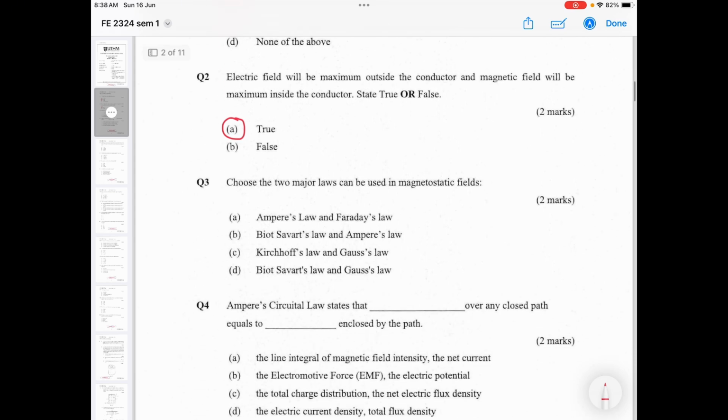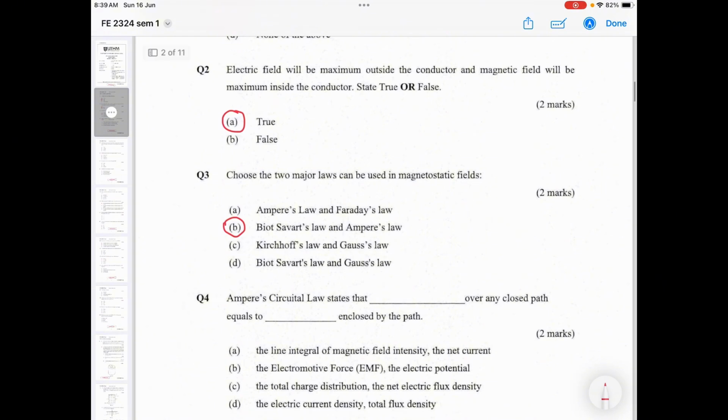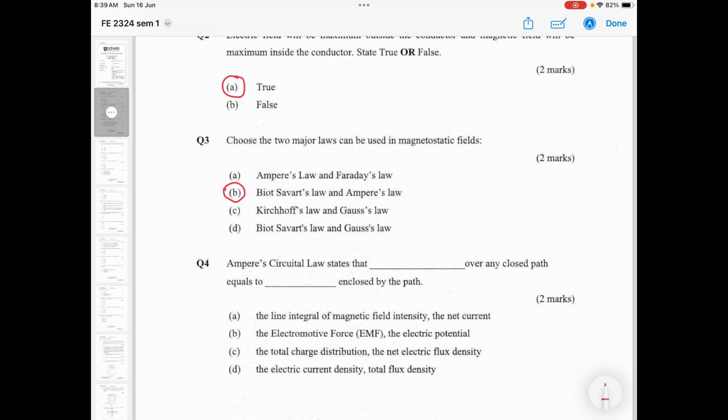Third one, choose the two major rules that can be used for magnetostatics. For magnetostatics, we focus on Biot-Savart's law and also Ampere's law, so the answer is B. Ampere's circuital law states that the line integral of the magnetic field intensity around any closed path equals the net current enclosed by the path.